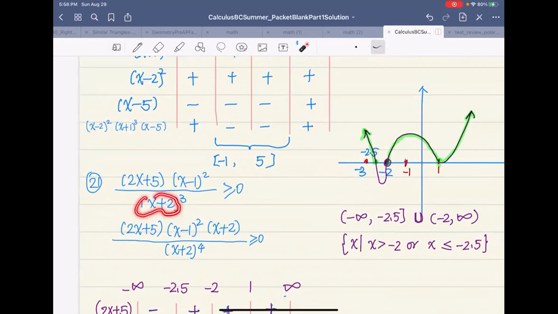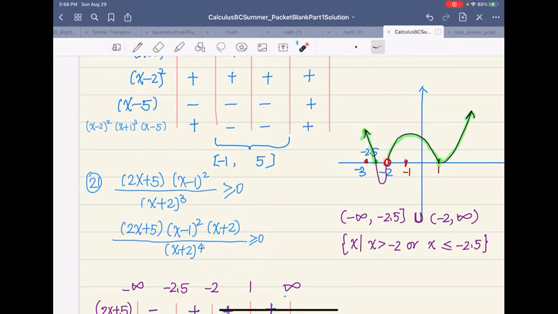Well, this is a cube. If I multiply by another x plus 2, this becomes x plus 2 to the power 4. Of course, something to the power 4 is always bigger than or equal to 0. This is asking for bigger than or equal to 0. The denominator couldn't be 0, so you can make x not equal to -2, excluded. And then you can draw this graph. How do we draw this graph? Easy.